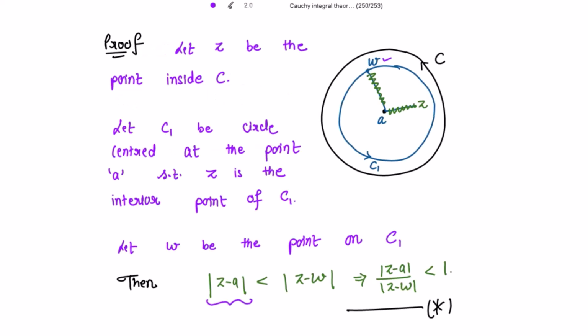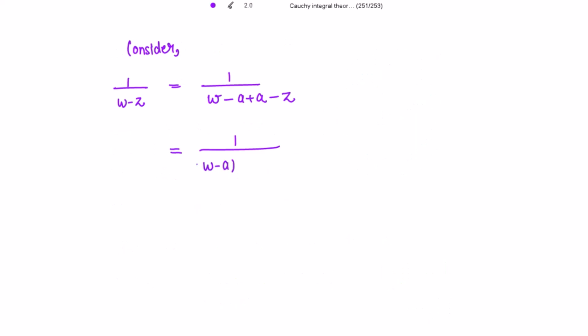Now let's consider 1 divided by (W minus z). This is equal to, we can write this as 1 divided by, I'm adding and subtracting A over here, so writing W minus A plus A minus z. So we have added and subtracted this A. So this becomes 1 divided by, because I need to use z minus A, for that, let me take W minus A in the bracket and we can write this as z minus A. Is it fine? Alright. Let's take W minus A common from the denominator.